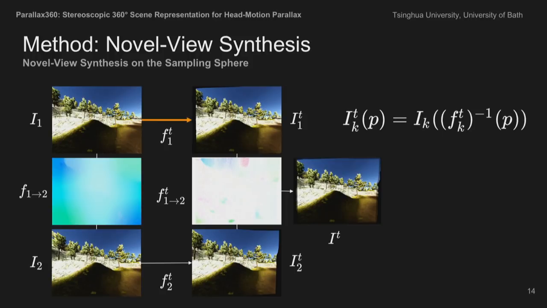Because the selection of which pair of images is best used for synthesizing a new view changes as you translate, for example, your head. And I have some videos that make this a bit clearer.